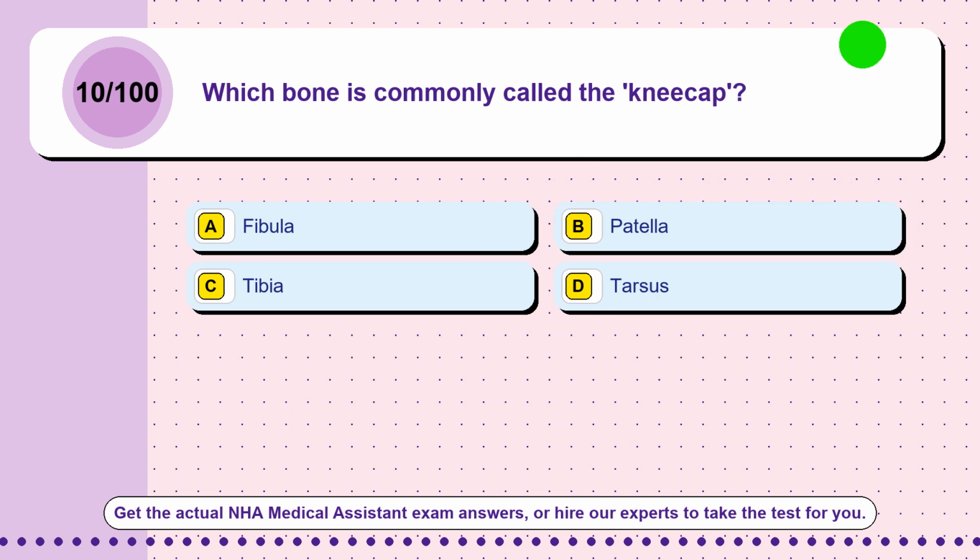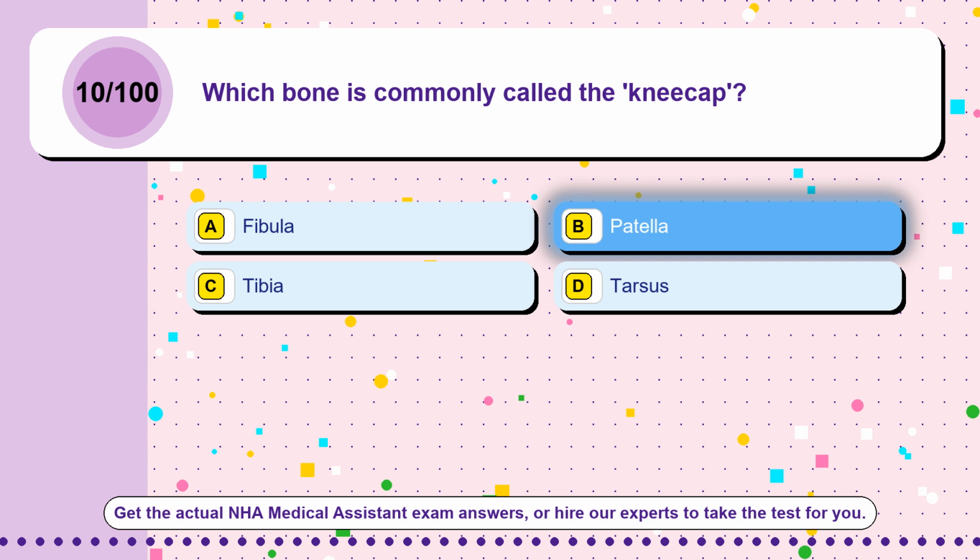Question 10. Which bone is commonly called the kneecap? Option A, fibula. Option B, patella. Option C, tibia. Option D, tarsus. The correct answer is option B, patella.